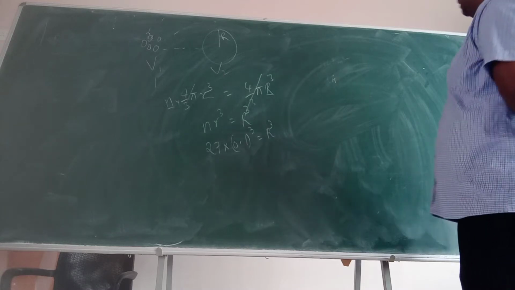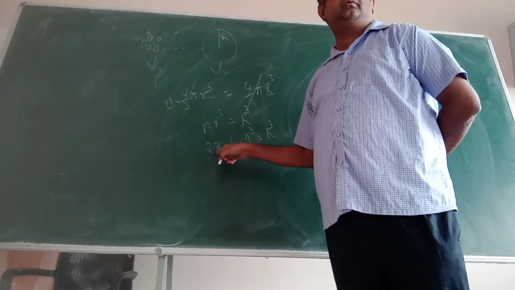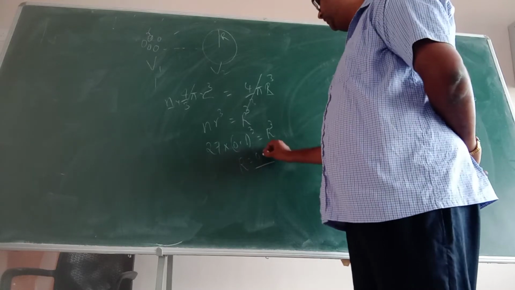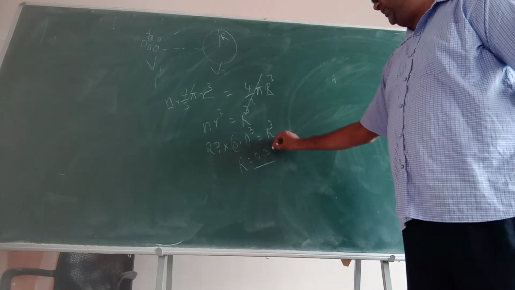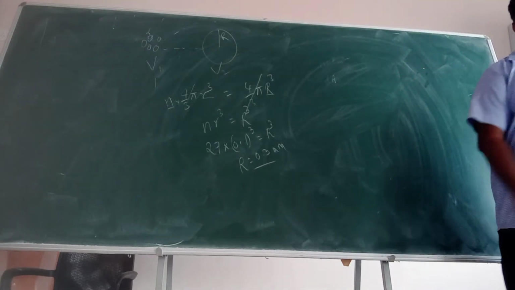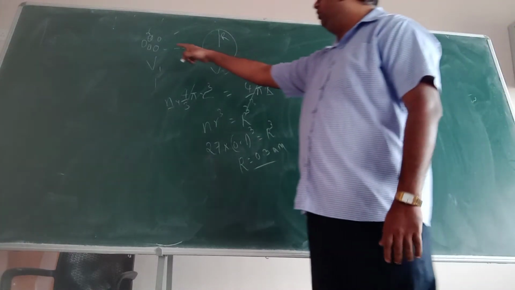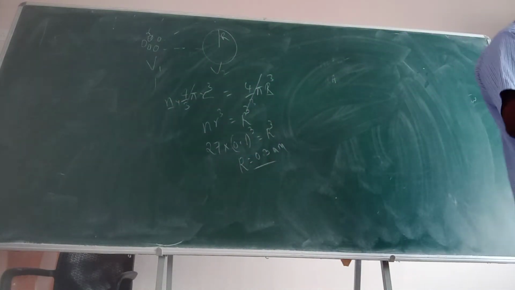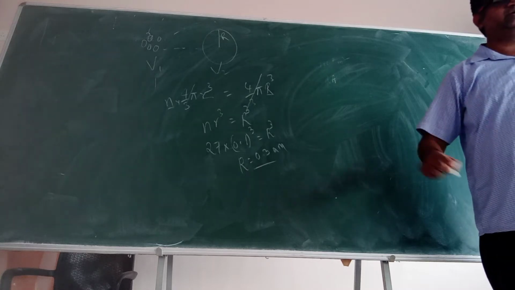Equal to R cube. Can I write this as 3 cube? So R becomes 0.3. Am I right? So R is 0.3 mm. All these combine together and form a bigger drop whose radius is 3 times that of each individual drop.